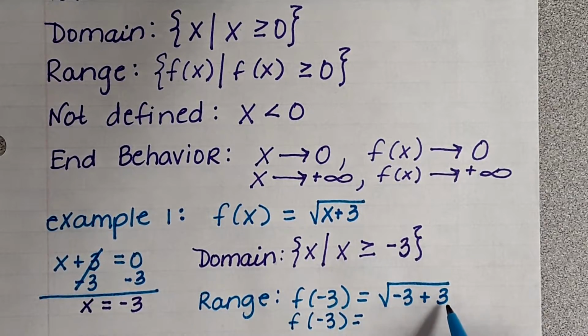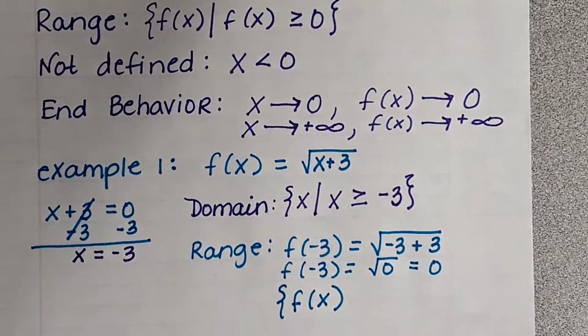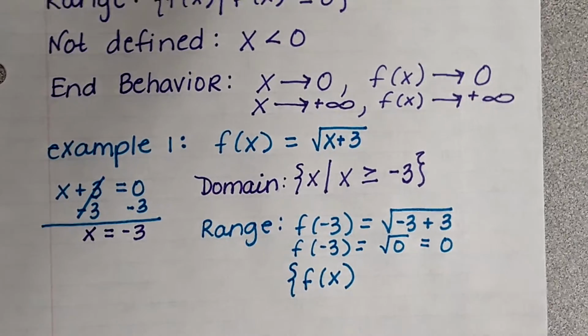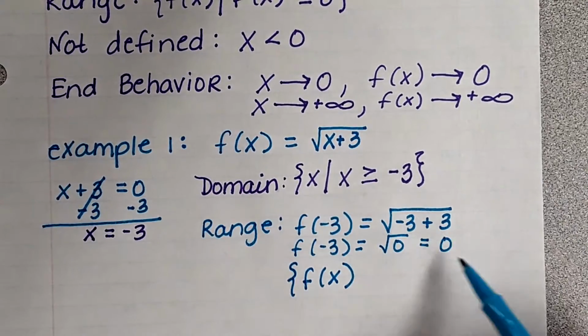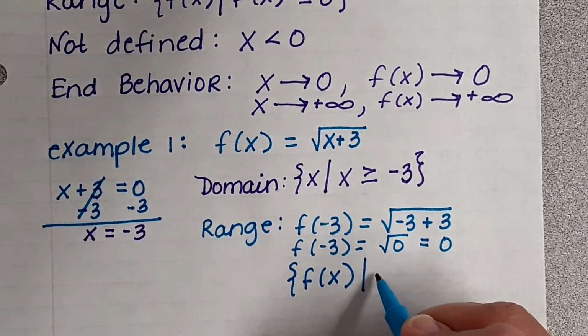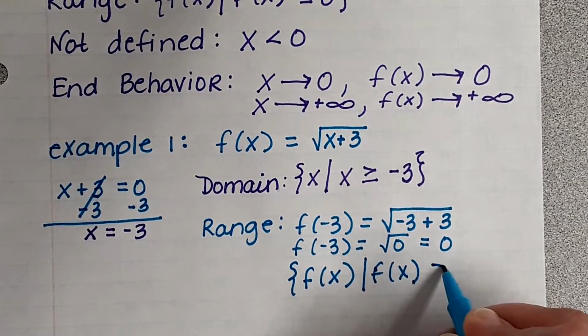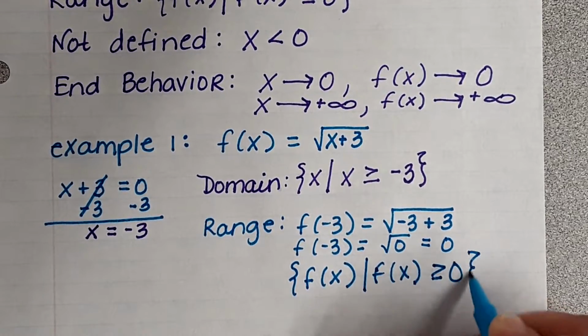Negative 3 plus 3 is 0. What is the square root of 0? So that means my range is f of x, which you guys can't see. So I plugged in negative 3, got 0, and now I'm going to write my range. F of x is f of x such that it is greater than or equal to 0.